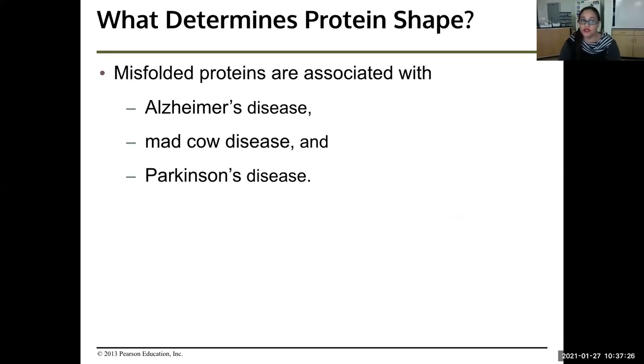Misfolded proteins are associated with not only sickle cell disease, but Alzheimer's disease, mad cow disease, and Parkinson's disease.